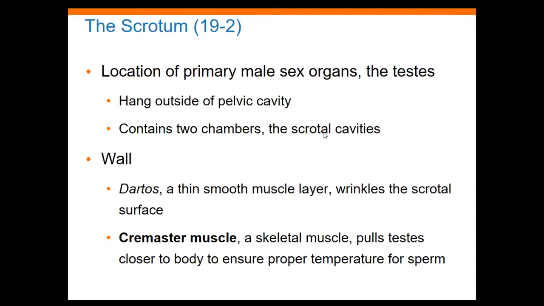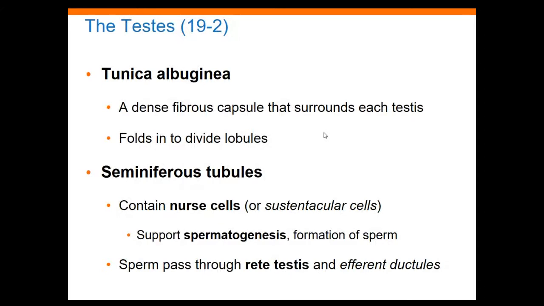If air temperature or body temperature rises, the cremaster muscle can relax and the testes will move away from the body. Cooling of the scrotum would cause contraction of the cremaster muscle, which would pull the testes in closer to the body. Because the testes are outside the body and don't have the normal protection that our internal organs have, a very thick, fibrous capsule surrounds them called the tunica albuginea. The tunica albuginea folds so that it can divide the testes into different lobules.